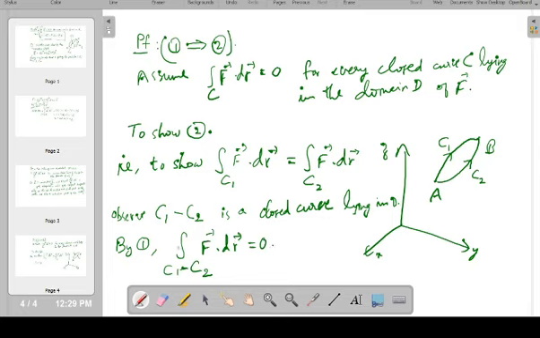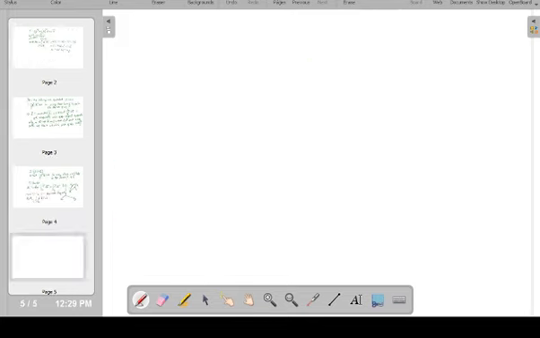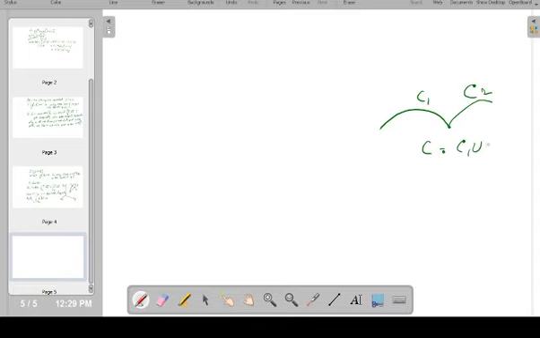But integrals have the additivity property. What is the additivity property of line integrals? If I have a curve, this is my C1, and another curve, this is my C2, then you look at C equal to C1 union C2, or another notation is C1 plus C2. Then the integral over C is the same as the integral over C1 plus the integral over C2. This is called the additivity property of line integrals.